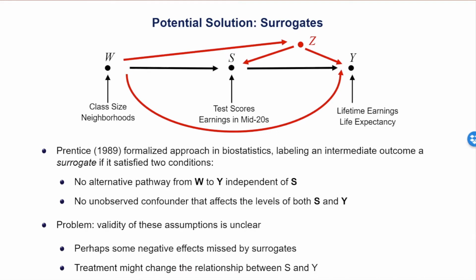Now, the problem is the validity of these assumptions are unclear. There might be some positive or negative effects of the treatment that are missed by the surrogates, and it's also the case that the treatment might change the relationship between S and Y. So an example of that is if your surrogate was clicks and your Y was long-term revenue, a treatment that put up a slideshow that lots of people click on might change the relationship between the surrogates and the final outcome. So if we're trying to combine multiple short-term proxies, we then have the questions of how can we estimate these long-term treatment effects if we don't necessarily have a valid surrogate?